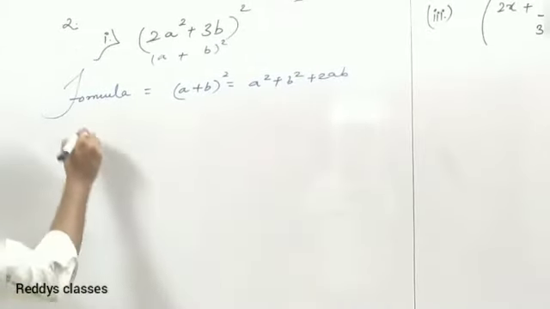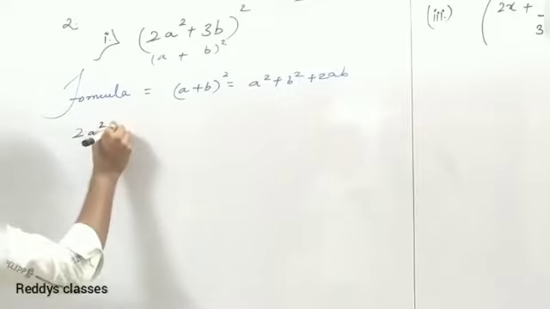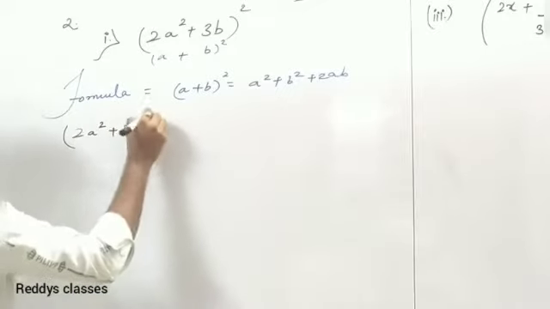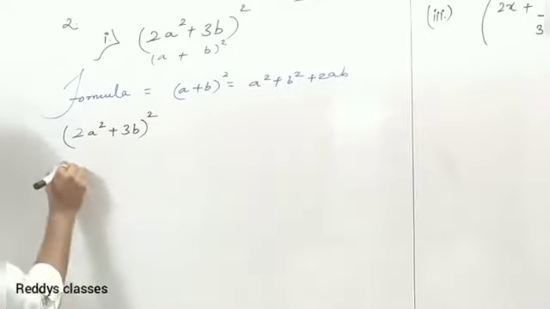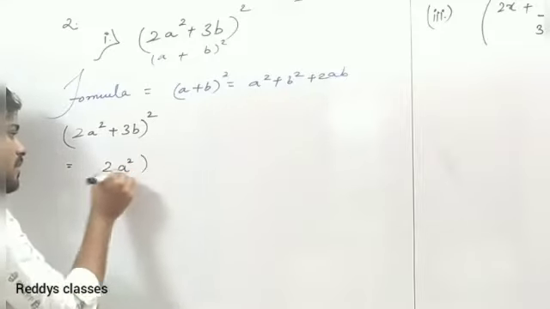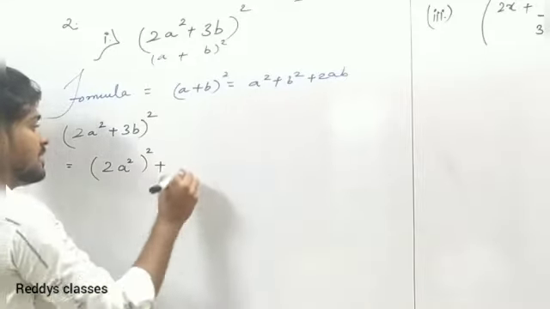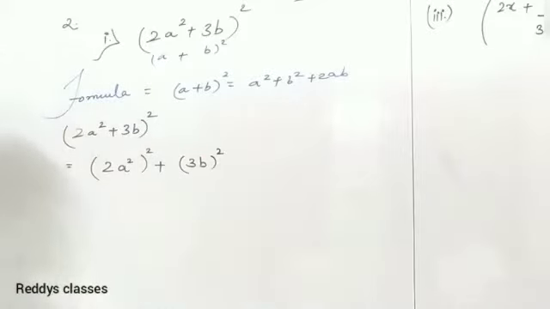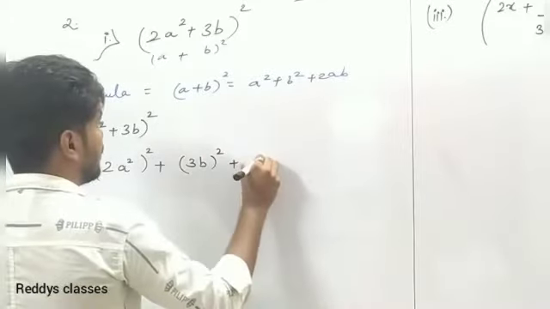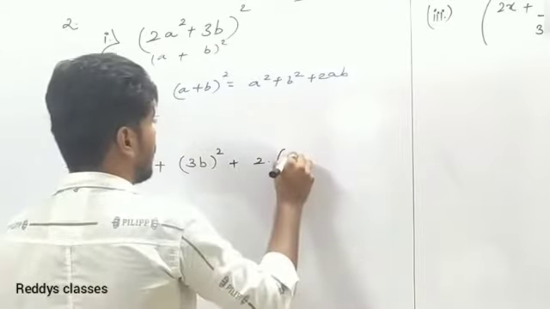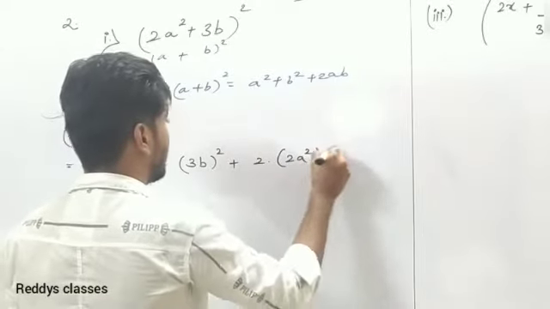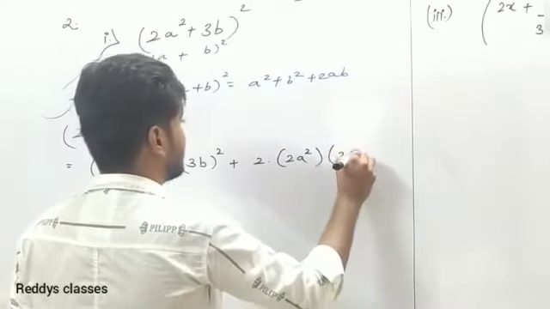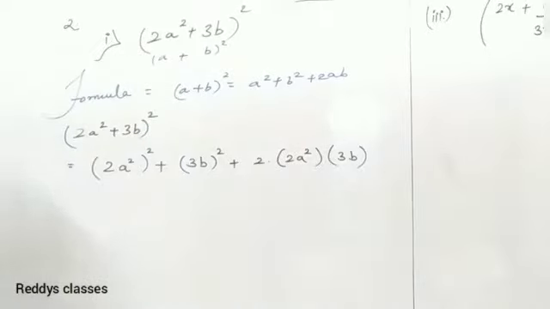We have 2a square plus 3b the whole square. So, a square plus b square plus 2a and b, 2ab. We have the formula now. Now let us solve it.